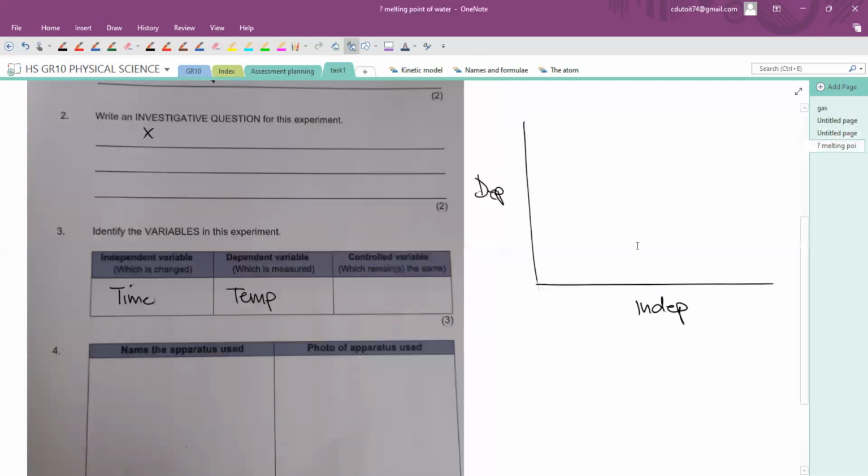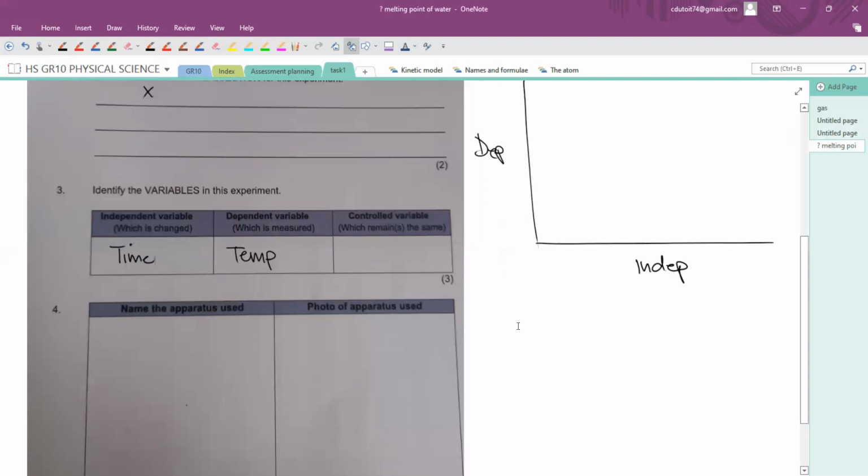So what changes the whole time? Which is changed? Okay, we're going to make a question here because not sure. The dependent variable is the thing that you measure, and you measure the temperature of the water. Is that correct?